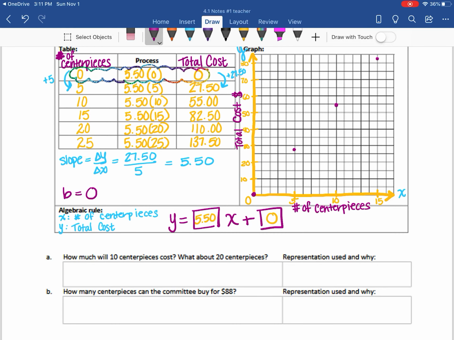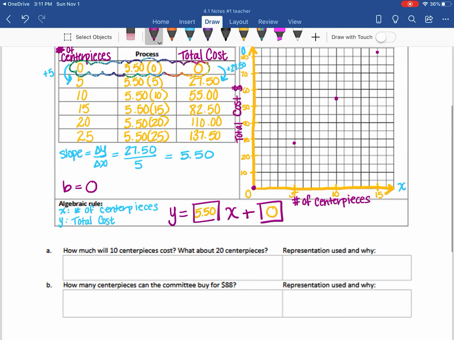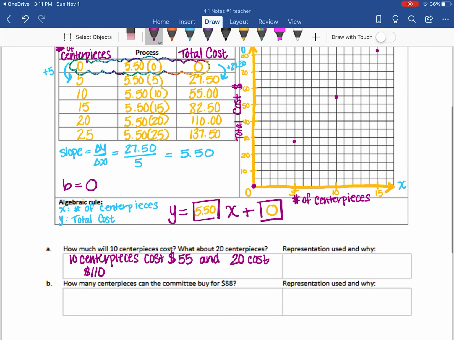Okay, so I'm going to say 10 centerpieces cost $55. And 20 cost $110. Okay, and why did I use the table? I used the table because those values were right in there. So I used the table because it showed both 10 and 20.